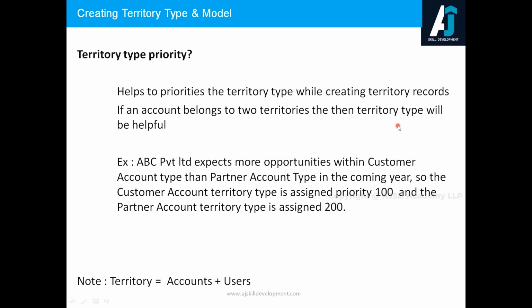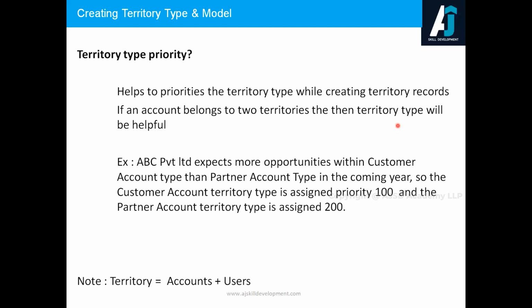For example, let me make it very simple. Territory means a group of accounts and users. So an account can be part of different territories, right? There is a territory called South India. There is a territory called North India. An account may be part of both the South India as well as North India territory. If that is the case, and you want to give some priorities, whenever I'm going to create an account, which type do I need to give the priority to, because it belongs to more than one? Which one should I give the priority? The priority might be based on the business requirement, right?